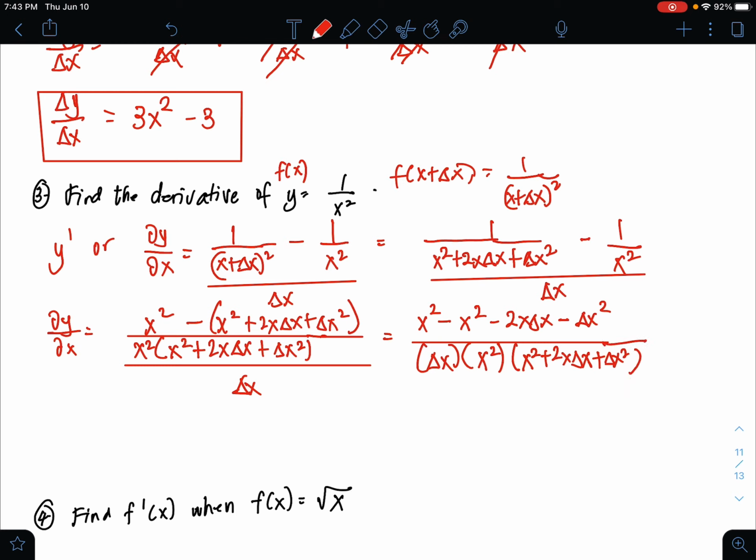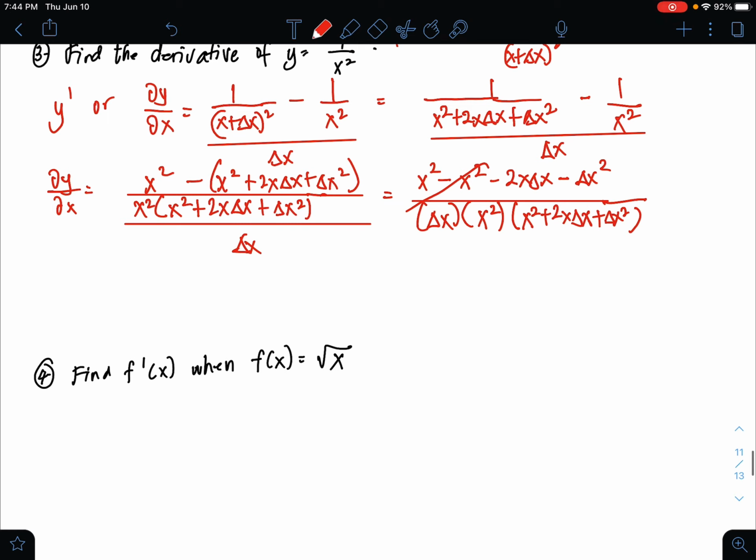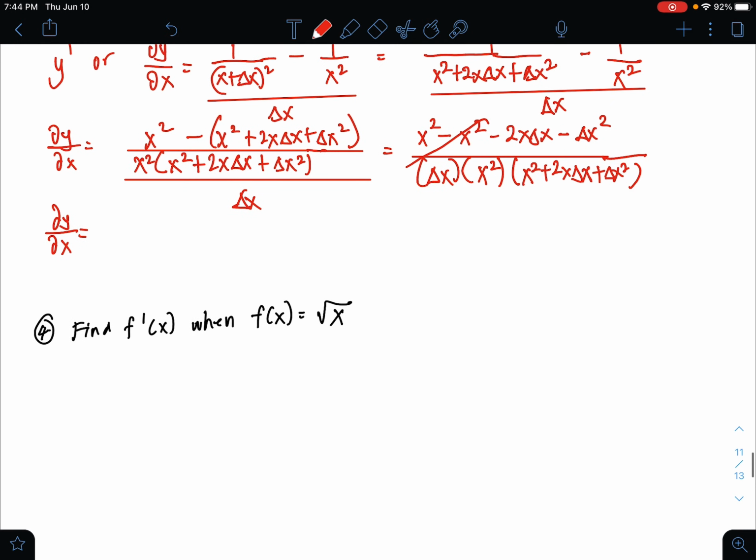Na, kani, mawala. Okay, mabilin kay si negative 2x delta x. So, dy over dx is equal to negative 2x delta x over delta x times x squared times, ay kakiwi dyan kamot. So, lisod kaya kung ballpen ang gamit sa iPad.